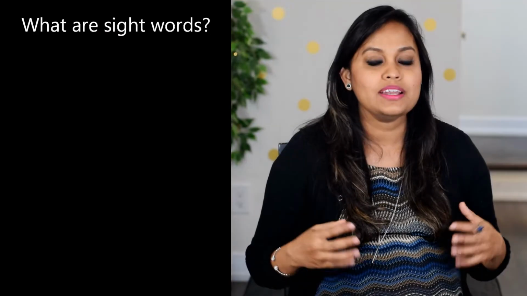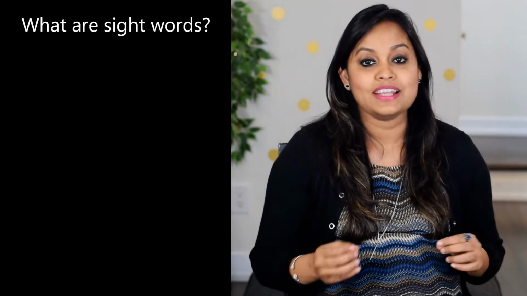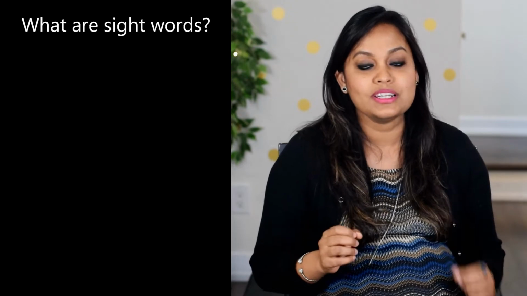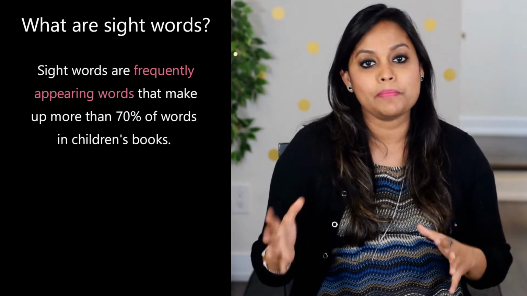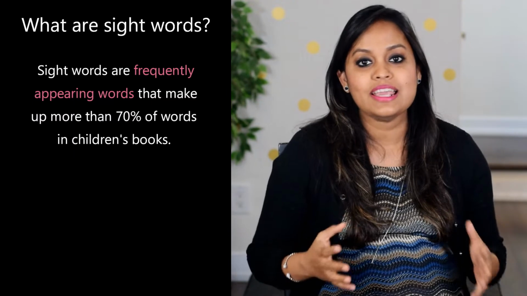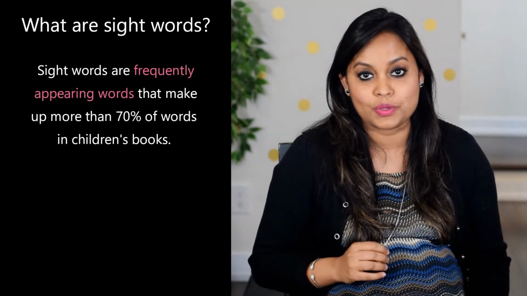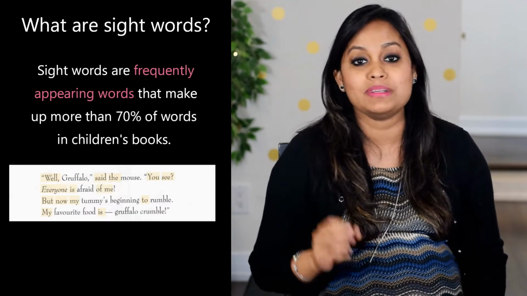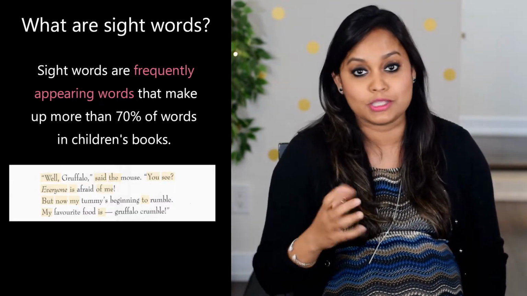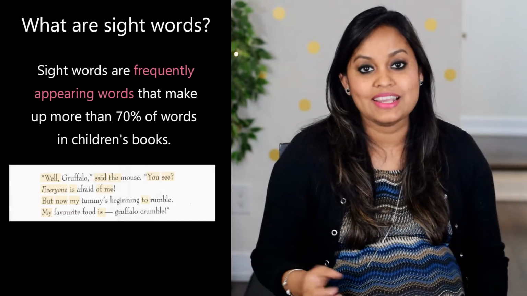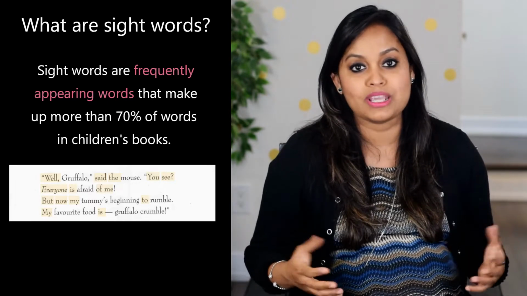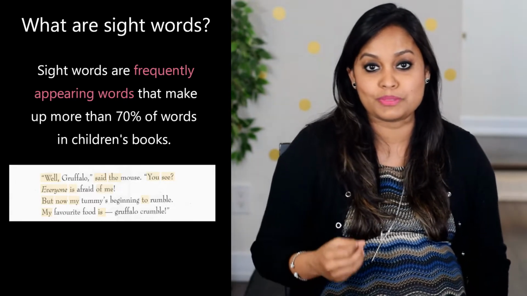Okay, let's talk about sight words. What is a sight word? Well, a sight word can be any word that you read by sight. However, in the field of early literacy, a sight word is usually referred to a word that appears frequently in print. You see, English has nearly 400,000 words, but out of the 400,000 words, only 200 words make up 70% of words in books, especially children's books. Interesting, right? So if you're able to teach your child these 200 words, your child will be able to read most of the words that appear in children's books easily.